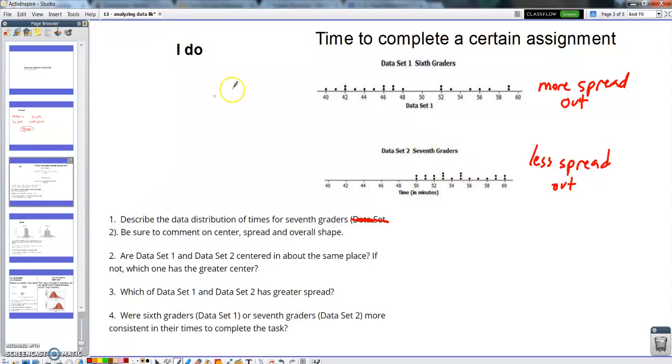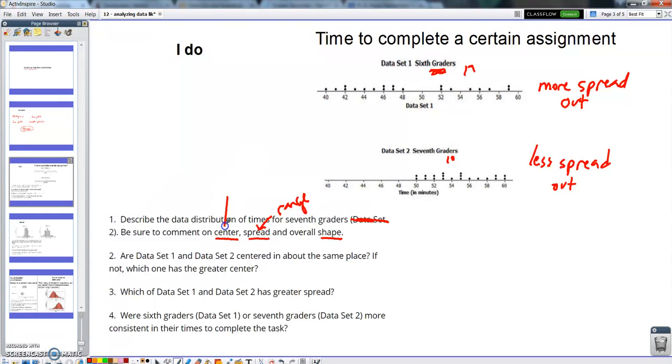But the other thing about describing the data distribution is, be sure to comment on center, spread, and shape. I kind of talked about spread already. Spread means range, really. This has a bigger range, and this has a smaller range. There's only a range of 10 here, and a range of 20 here, or not quite 20, 19, I guess. And that's a big thing to know, right? If I was going to give this assignment, I might have to plan all the way from 40 to 60 minutes for 6th graders to do it, but only from 50 to 60 minutes for 7th graders.